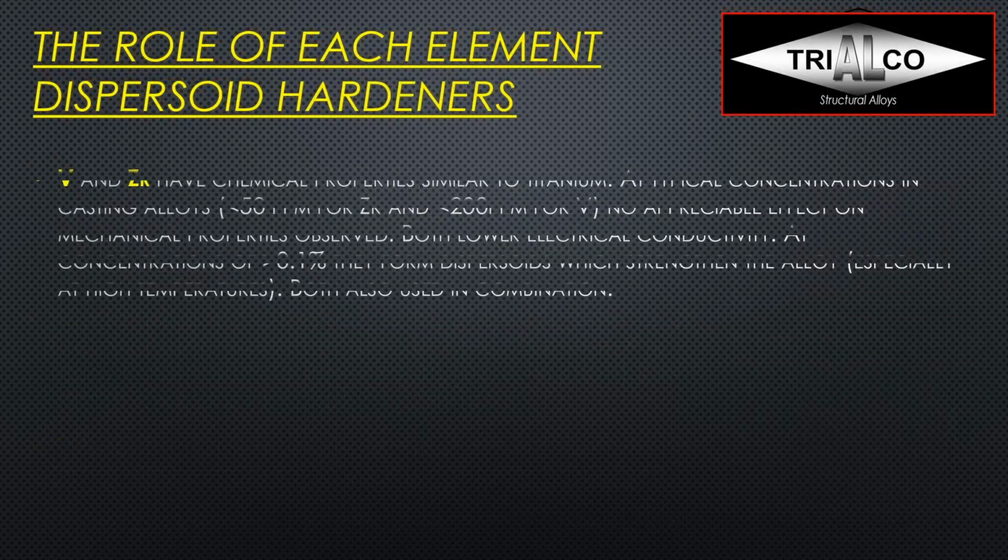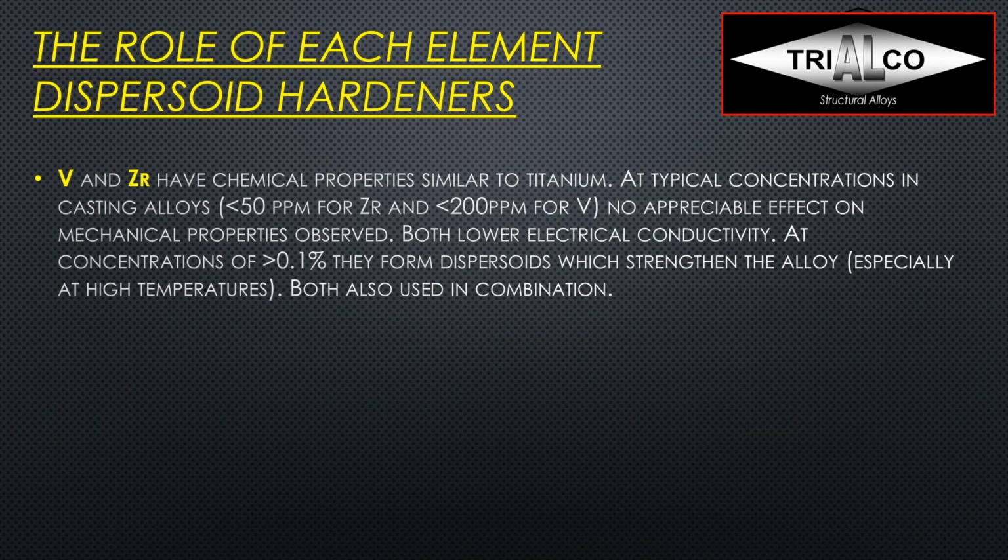Now let's talk about dispersoid hardeners, and the first ones, of course, vanadium and zirconium. We see them in some of the high temperature alloys, for example cylinder head alloys, and they have chemical properties very similar to titanium, and typical concentrations in casting alloys are very small, so below 50 ppm for zirconium and below 200 ppm for vanadium. There's no appreciable effect on mechanical properties observed when they're at that level.